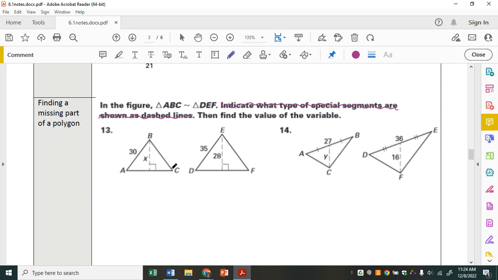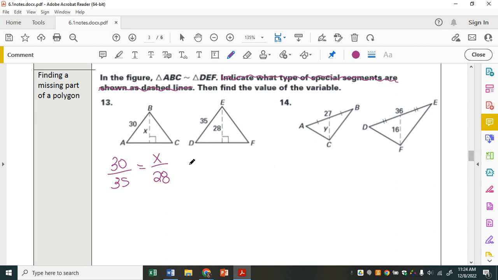x. And something we just have to keep in mind is, yes, our scale factor will always help us with our side lengths, but it'll also help us with these special segments as well. Those follow the same scale factor. So I'm going to set 30/35 because those are corresponding sides, and I'm going to set x over 28. So I'm using this proportion here to help me solve for x.